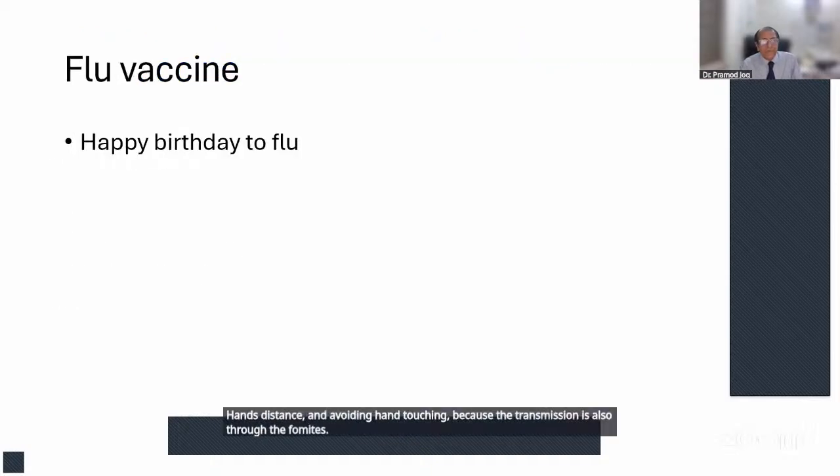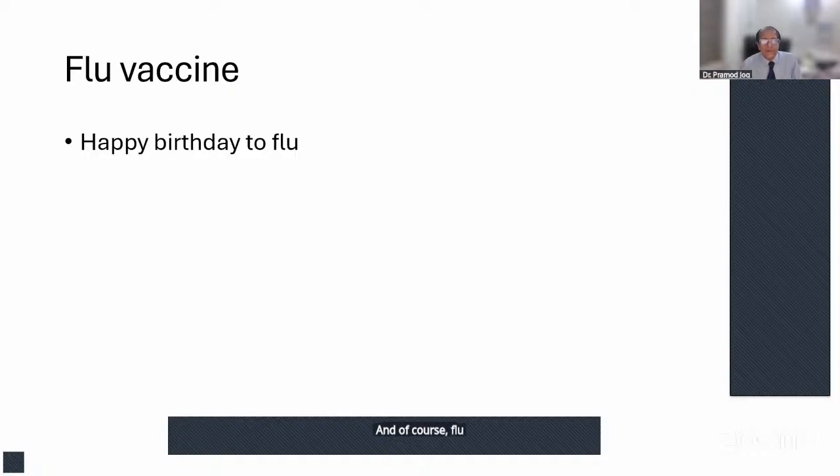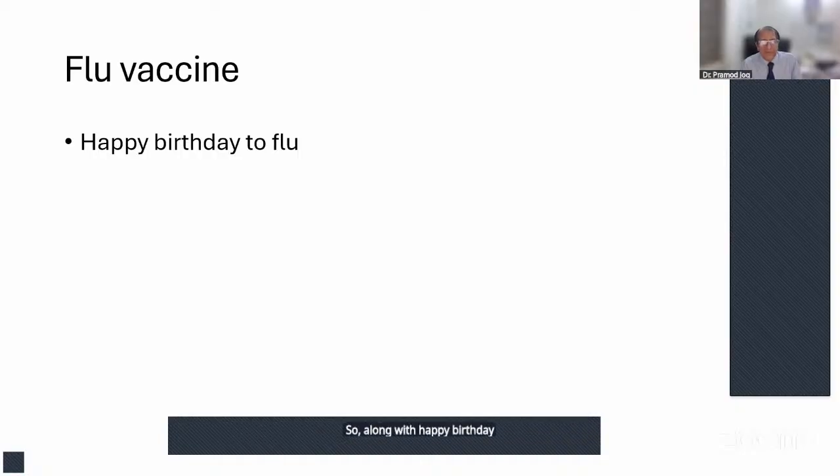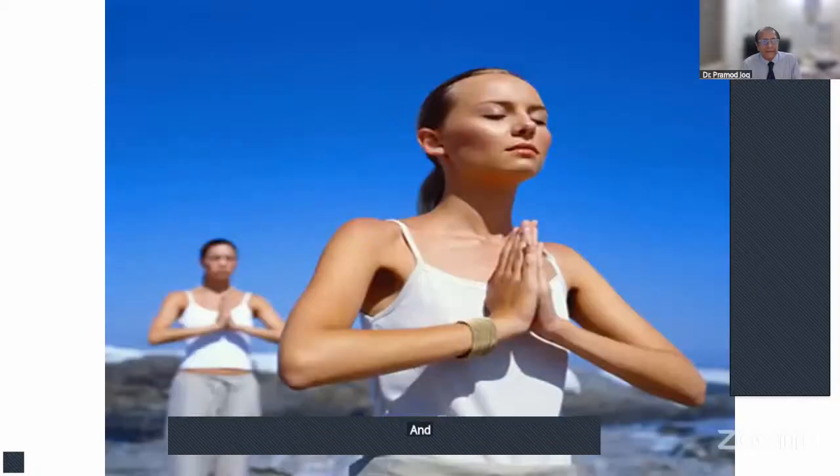And of course, flu vaccination is something which is very important. All in the family, particularly the ones at high risk, must receive this vaccine once in a year. So, along with happy birthday to you, one must say happy birthday to flu, which is very, very important. And with that, we come to the end of this interesting session wherein we have learned the ABC of influenza, which also included the types ABC and the categories ABC.